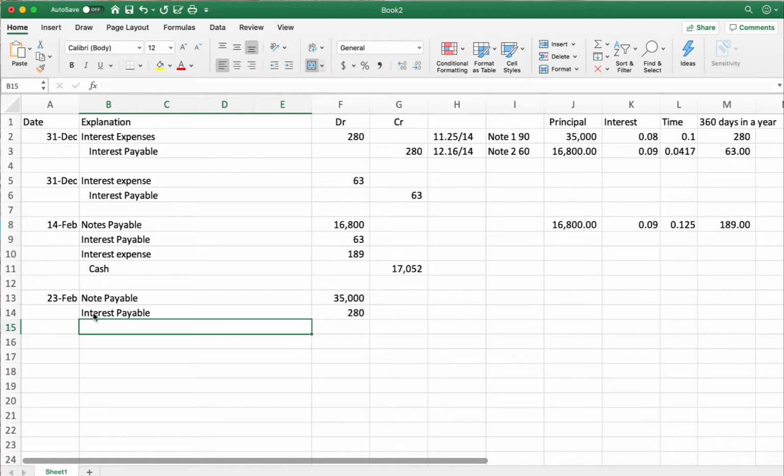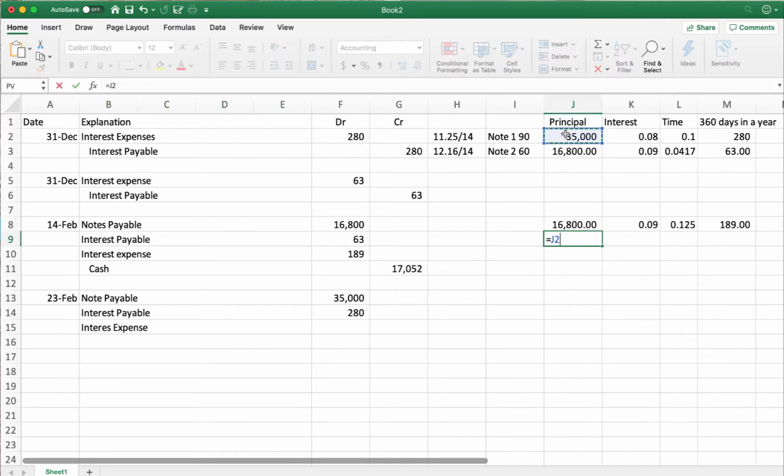And then I have an interest expense, right? I'm going from January 1 all the way out to February 23rd, right? I already recognized 36 days of the 90-day note. So the rest of the time from January 1, 2015 to February 23rd is going to be 54 days. So I have interest expense, 54 days worth.